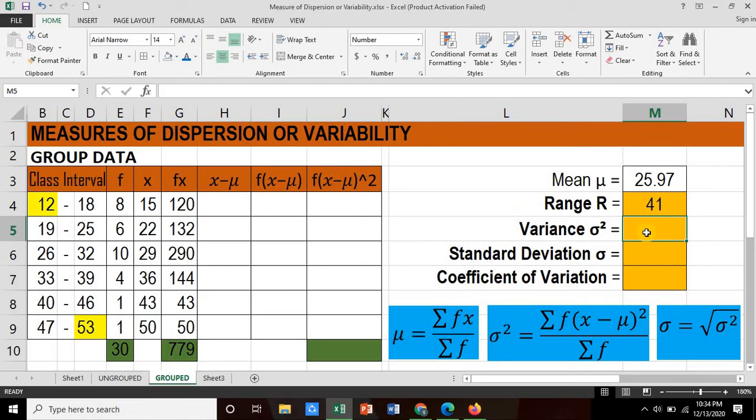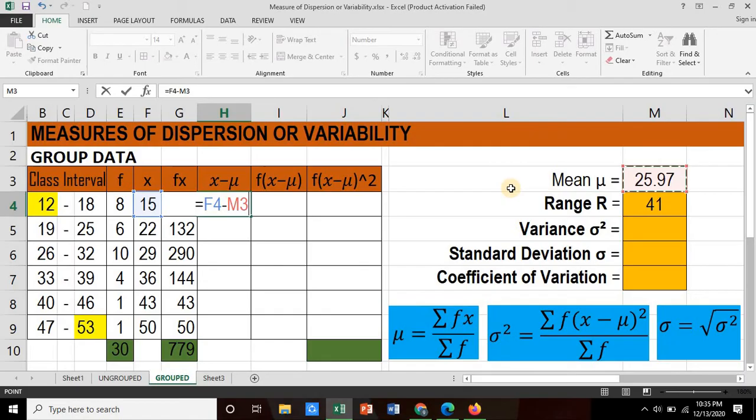So now let's proceed to our variance sigma squared. We need to have this column for the product of the frequency and the square of the difference of the midpoint and the mean, so that this is what we are after, the summation of this column. However, we need to start with the simplest value inside the parenthesis. That is the difference of the midpoint and the mean. So this is simply equals the midpoint minus our mean, 25.97. That is equal to negative 10.97. We can simply copy this formula.